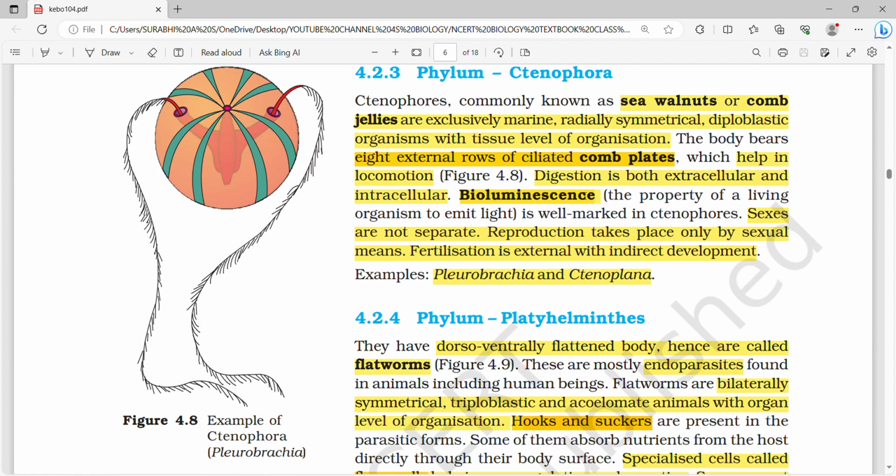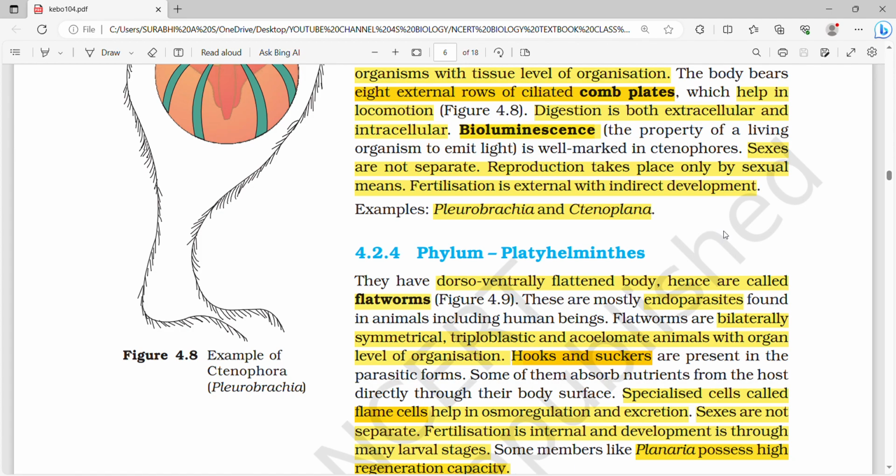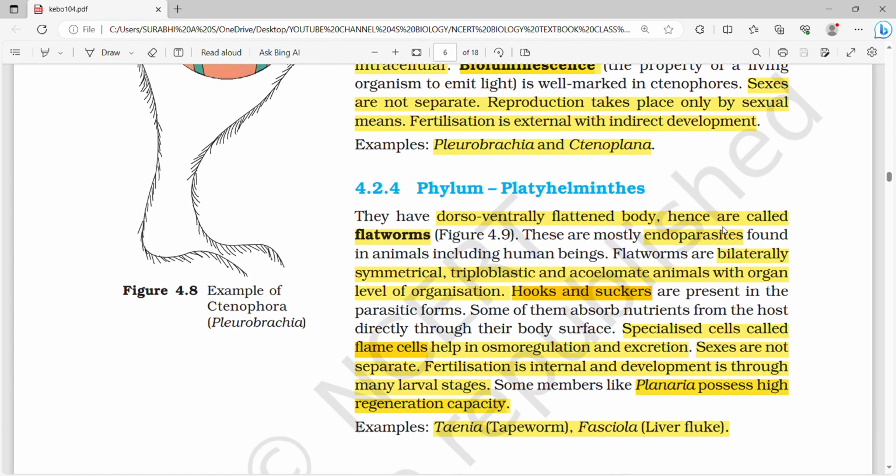Next, moving to the next phylum, Ctenophora. Ctenophores are commonly known as sea walnuts or comb jellies, and they have radial symmetry, diploblastic with tissue level of organization. The main feature of this is bioluminescence. Before that, they also have 8 external rows of ciliated comb plates, so you should know the number 8 external rows. The digestion is extracellular and intracellular. They have the bioluminescence property, that is the ability to emit light. Sexes are not separate. Reproduction takes place only by sexual means, and the fertilization is external with indirect development. Examples are Pleurobrachia and Ctenoplana.